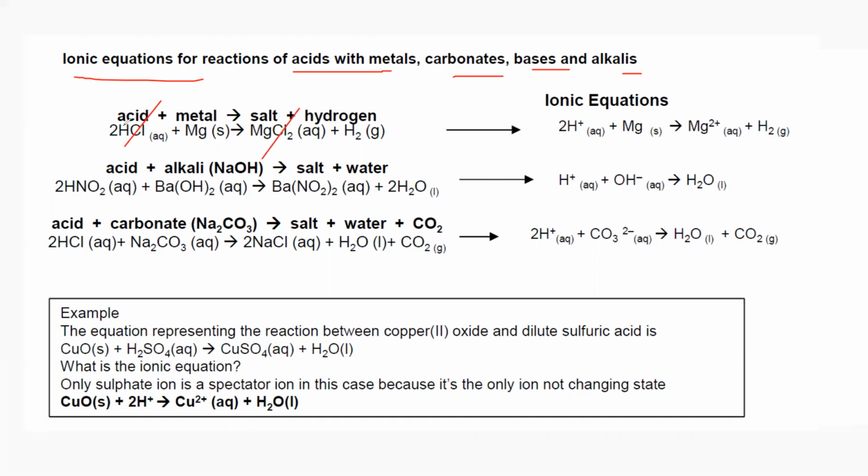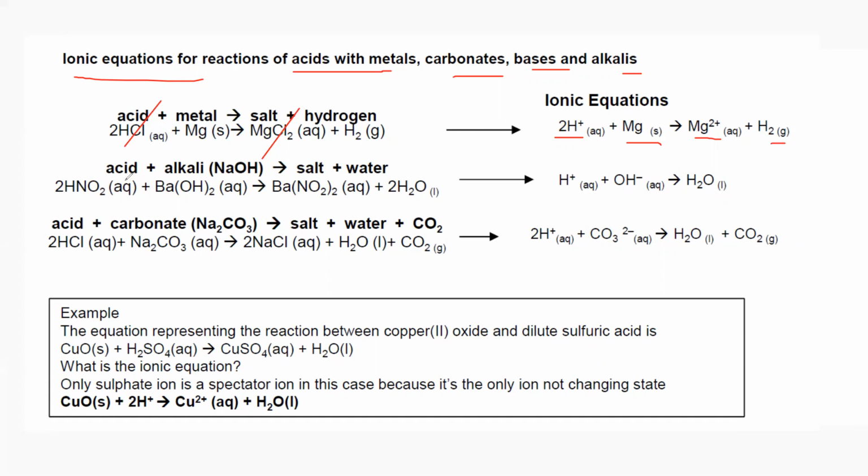So what we are left with is two hydrogen ions. We are left with magnesium atom in the solid state. Then in magnesium chloride, only the magnesium ion is left, as chloride is a spectator, plus hydrogen. So solid, liquid, and gas, you write them as they are in their state. And for ions, cancel out the common ions and leave the ions which are left behind.